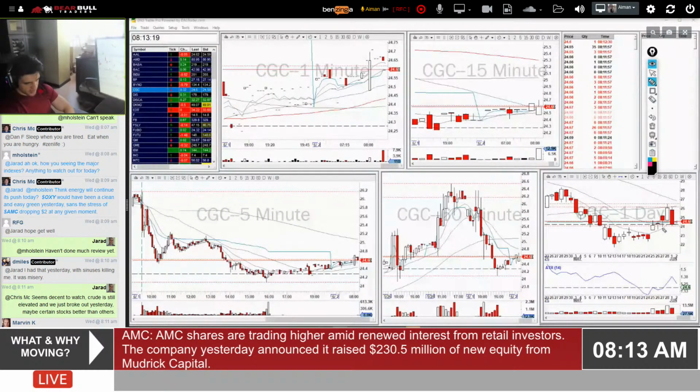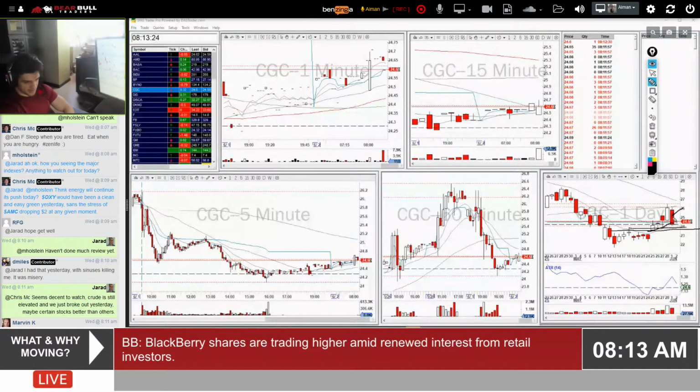CGC, clearly holding this moving average, clearly holding this previous resistance area. Previous candle is red. Today, it could be a red candle, but as I said, it could overlap and then continue selling off.